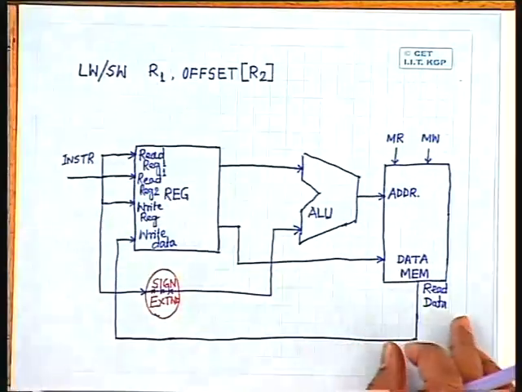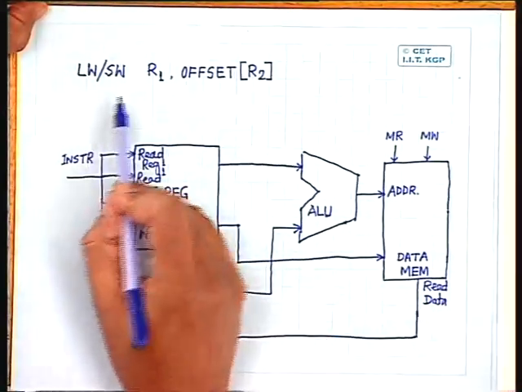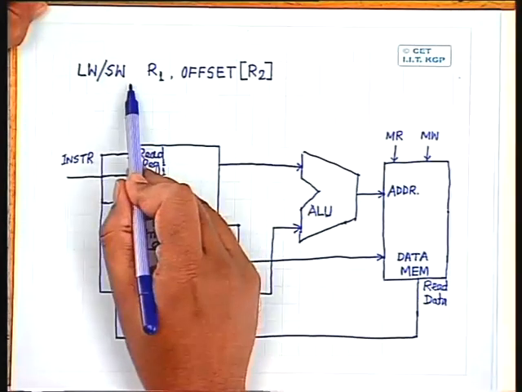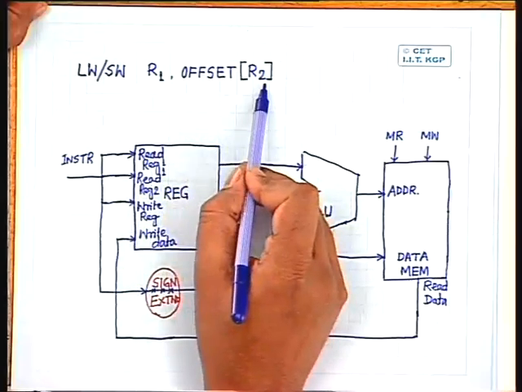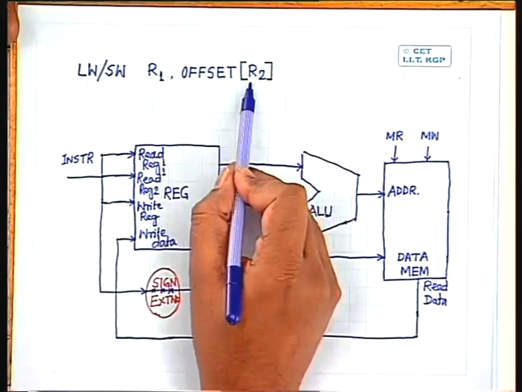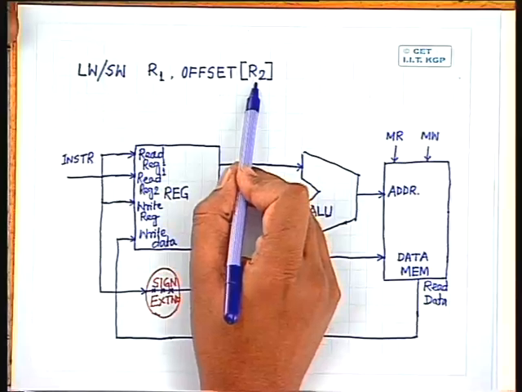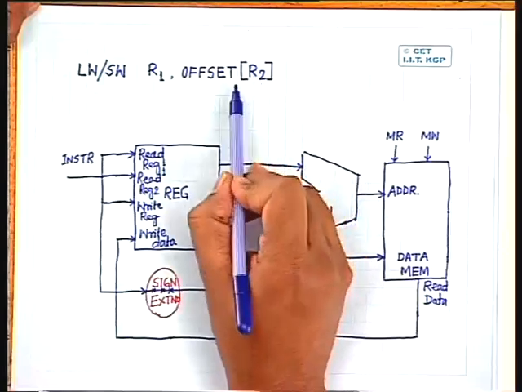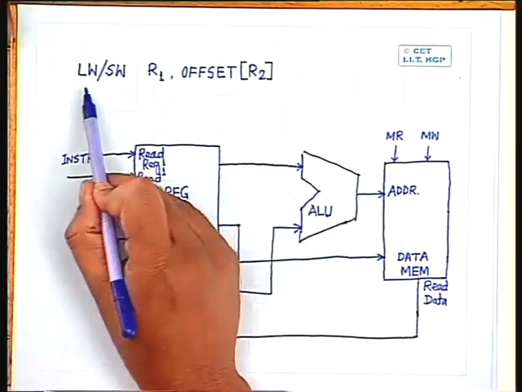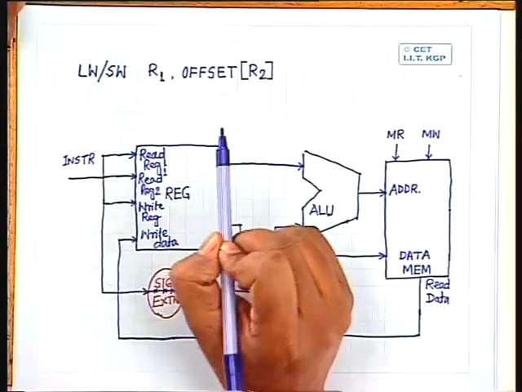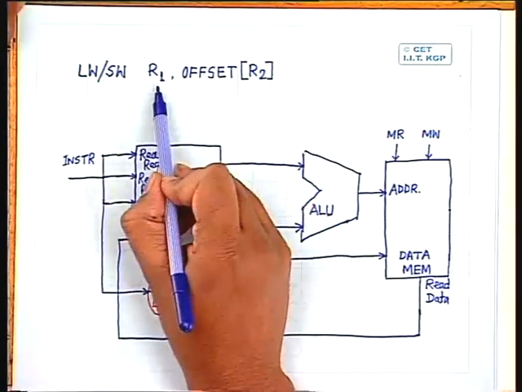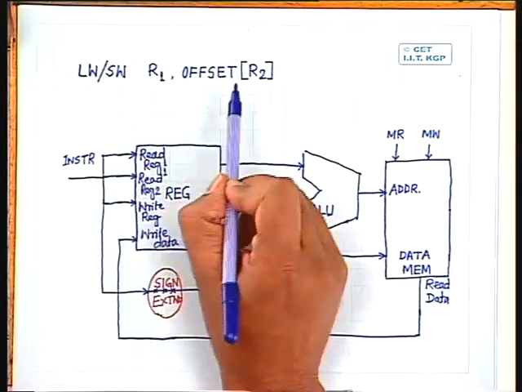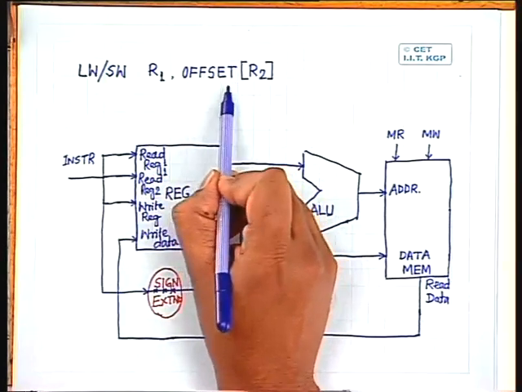Then for memory type instructions, we considered load word and store word, which have the format load word or store word R1, offset R2, where R2 is the base register. The content of register R2 is added with the offset after sign extension to give the physical address in the memory. For load, you read that memory location and store the data in register R1, whereas for store word, the data from register R1 is stored into the addressed memory location.